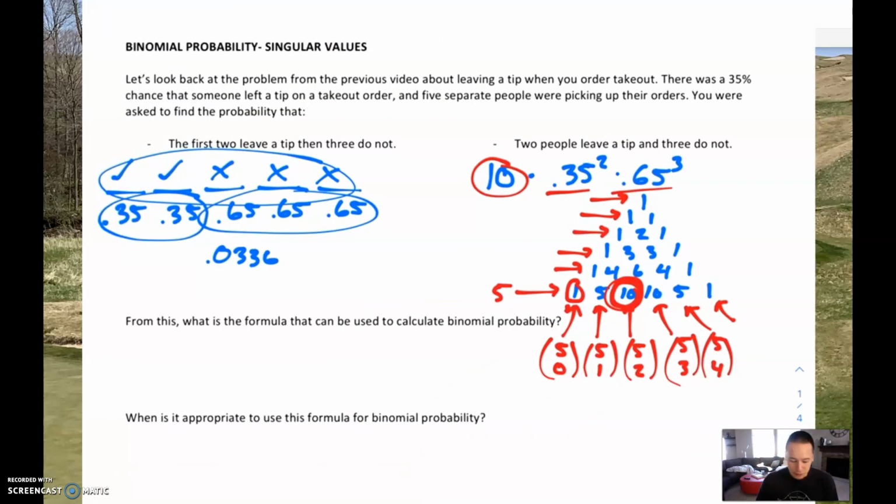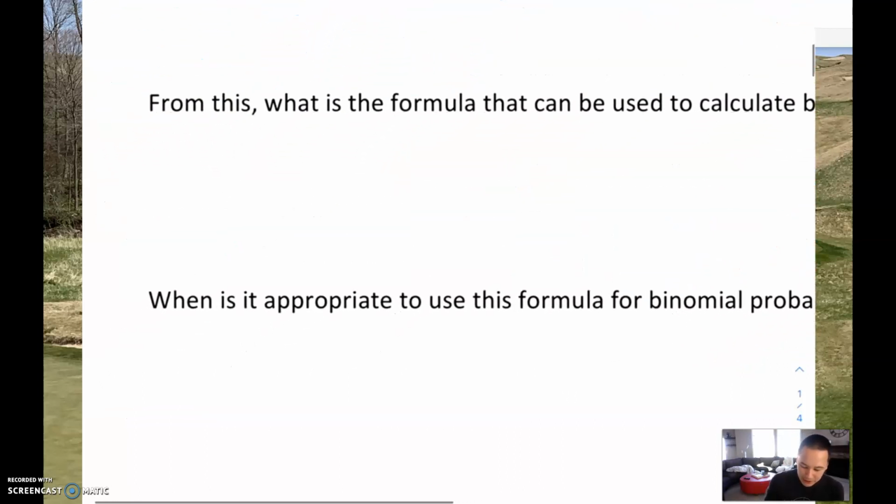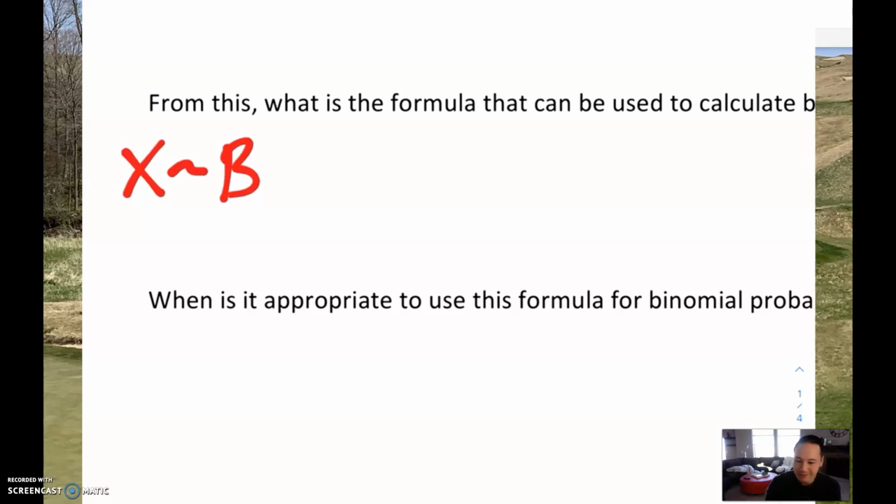Let's start by giving you the formula. What is the formula that can be used to calculate binomial probability? You've got X is approximately binomial, with n and p. This is just formal notation stuff. n stands for the number of trials. p stands for the probability of success, meaning like the probability of something happening. Success usually gets like a good connotation. It's not always a good thing.